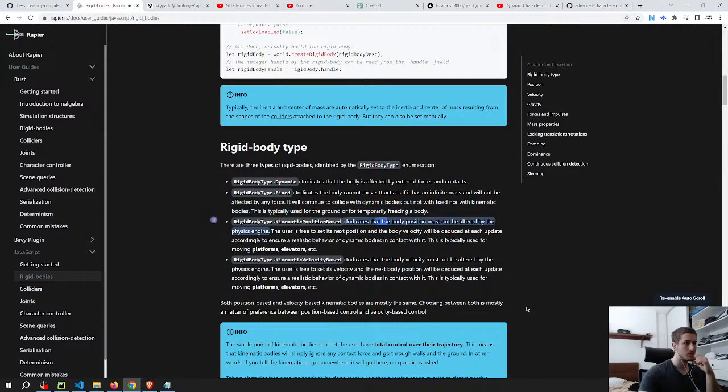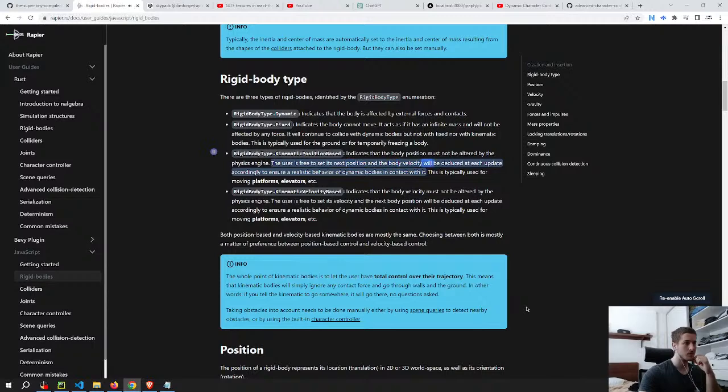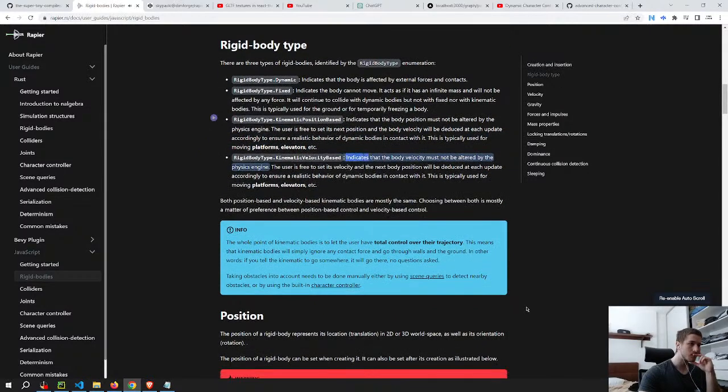RigidBodyType.kinematicPositionBased indicates that the body position must not be altered by the physics engine. The user is free to set its next position and the body velocity will be deduced at each update accordingly to ensure realistic behavior of dynamic bodies in contact with it. This is typically used for moving platforms, elevators, etc. RigidBodyType.kinematicVelocityBased indicates that the body velocity must not be altered by the physics engine. The user is free to set its velocity and the next body position will be deduced at each update accordingly to ensure realistic behavior of dynamic bodies in contact with it. This is typically used for moving platforms, elevators, etc.